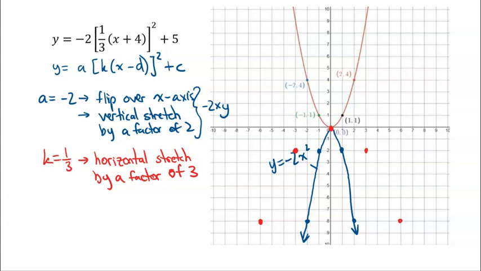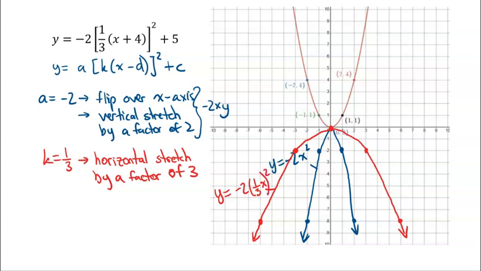Notice we're keeping all the y coordinates the same. The y coordinates were changed by the a value, not the k value, and it's the x coordinates that are changed by the k value, not the a value. So now my graph looks like this. So this becomes y equals -2 times 1/3 x all squared.